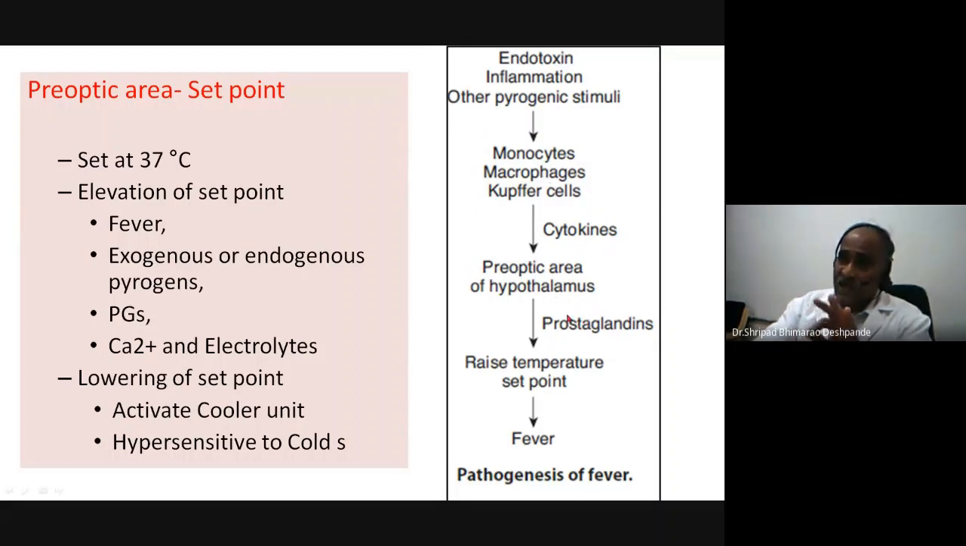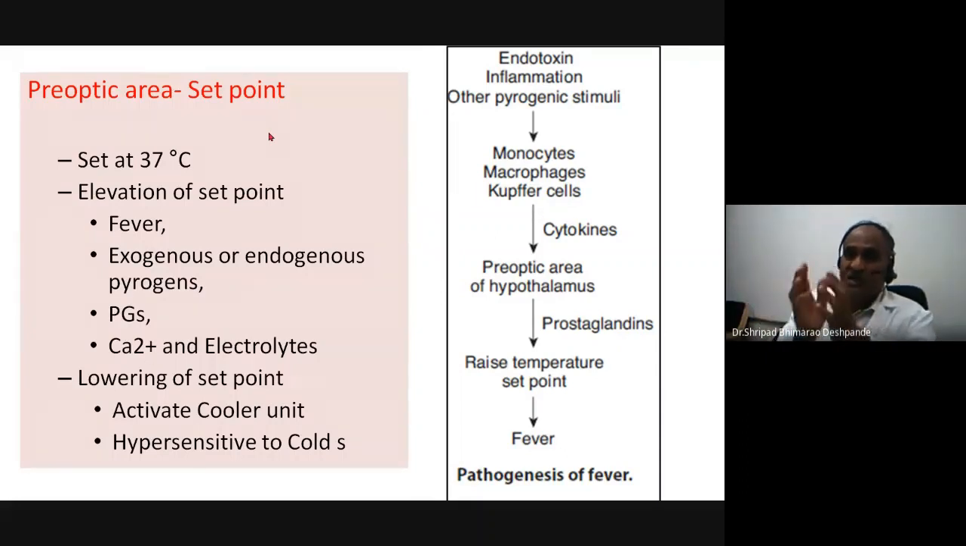They will release prostaglandins from the preoptic area and increase the set point to a higher level, and the person feels fever. Once he feels fever, that means he feels cold because the set point is at a higher level. Now, if the set point is at 39 or 40 degrees Celsius, all my body mechanisms work to generate heat. So that is why he will get rigors and chills. He feels cold and he gets the rigors. The rigors is nothing but an involuntary skeletal muscle contraction which will generate heat, because the set point is elevated. All the heat production units are activated.